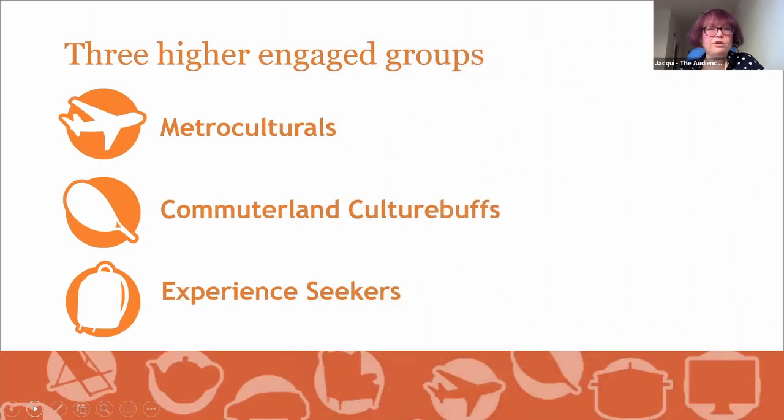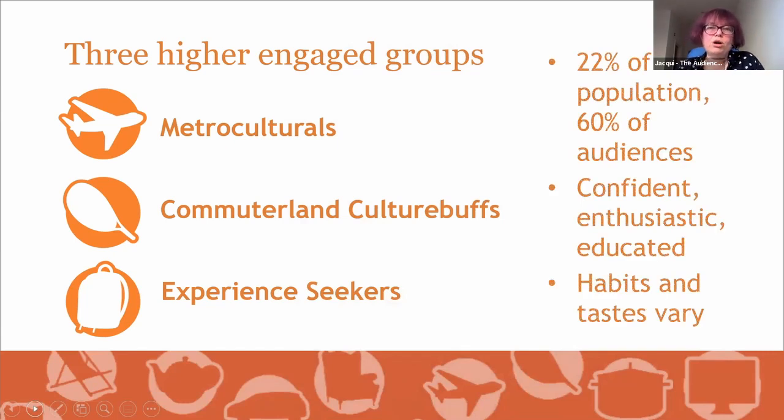So these are the 3 higher engaged groups. They make up not a high proportion of the population, but a very high proportion of the people who are out and about and engaging with arts and culture. What they have in common, what makes them higher engaged, is that they have a lot of confidence, they know what they like, they're very well informed, and they face very few barriers to engaging with whatever it is that they want to do. But within that, they do have varied habits and tastes, and they are different in terms of their demographic profiles as well. And we'll look at those in a bit more detail.